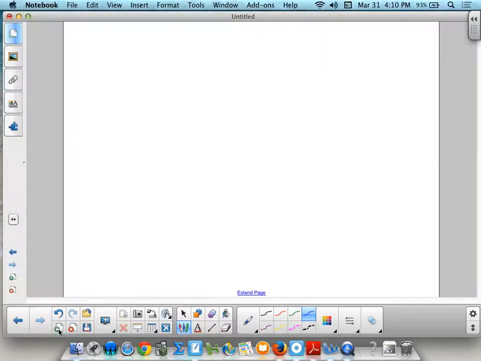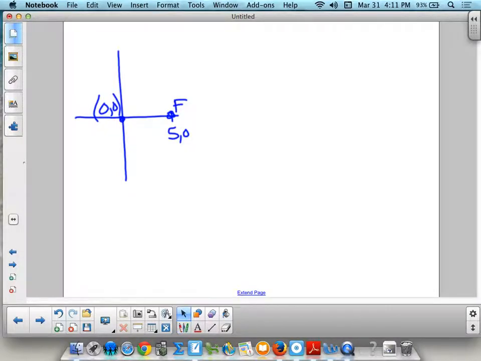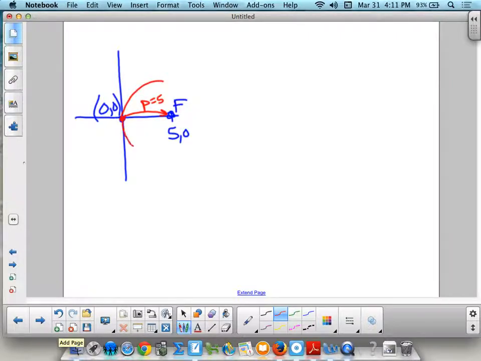Ready? Number 9. I will sketch a lot of this, so I hope you do on the quiz tomorrow. (5, 0) is the focus, and (0, 0) is the vertex. (5, 0), focus. That should tell you that the p-value is 5. You should also know this curls around the focus to the right.